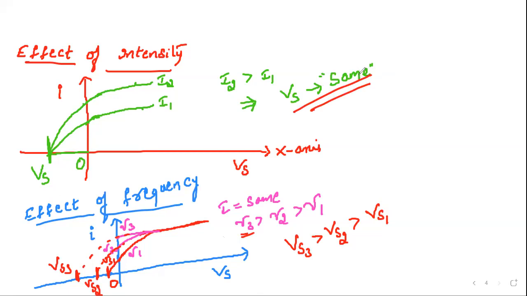That is why I told you the intensity does not depend on the frequency. Photoelectric current does not depend on the frequency. Only the stopping potential and the kinetic energy depend on the frequency. Got it?